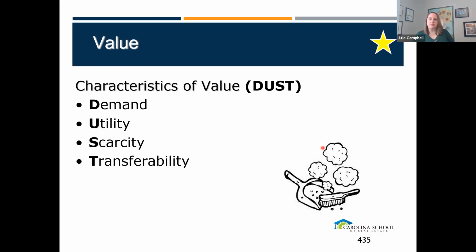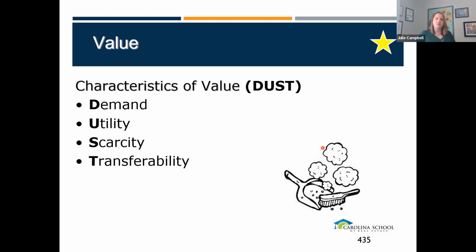There are certain characteristics that help define value. In order to have value, you have to have DUST. Value is just the relationship between an item desired and a potential buyer. Remember, the buyer is the consumer. It doesn't matter if they're buying a house or if they're buying a candy bar. They're still the consumer. Don't let the price tag throw you off. They're still the consumer that's purchasing.